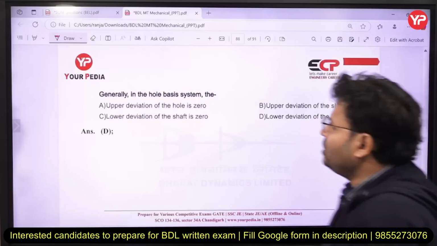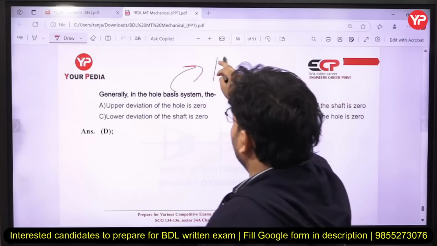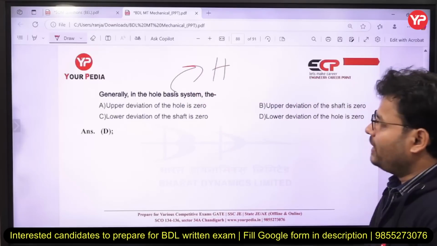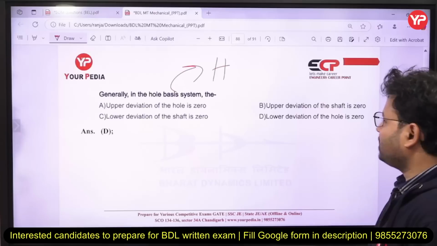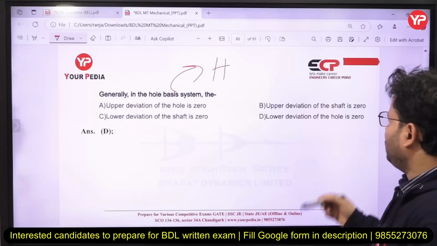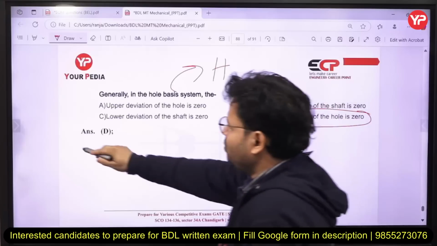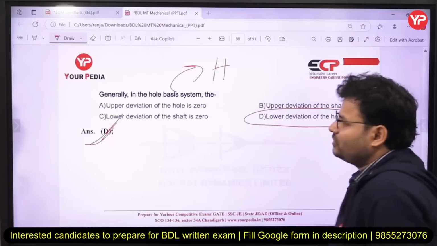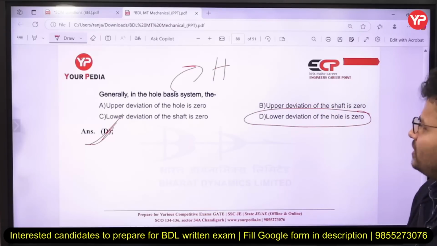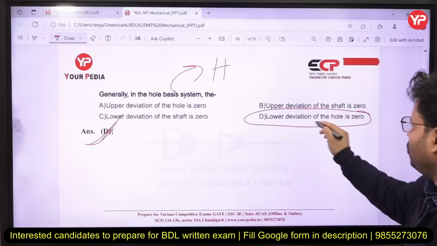Next question. Generally in the hole basis system, basically, that is going to be indicated by the capital letter H. Upper deviation of the shaft is 0? Lower deviation of the hole is 0? Yes, lower deviation of the hole is 0. So what is the correct answer, my dear friends? 0, and D is the right answer. Generally in the hole basis system, the lower deviation of the hole will be 0.